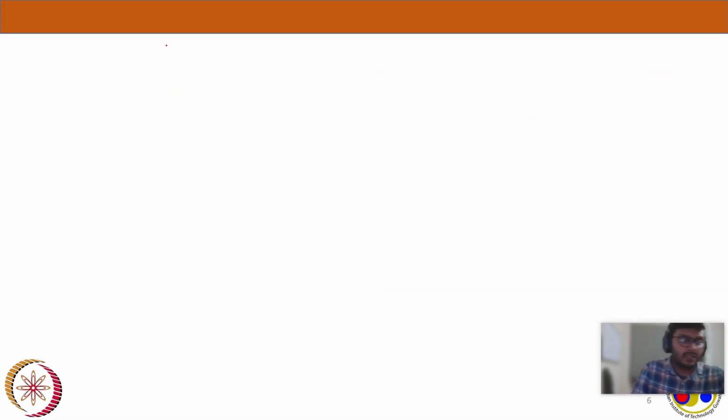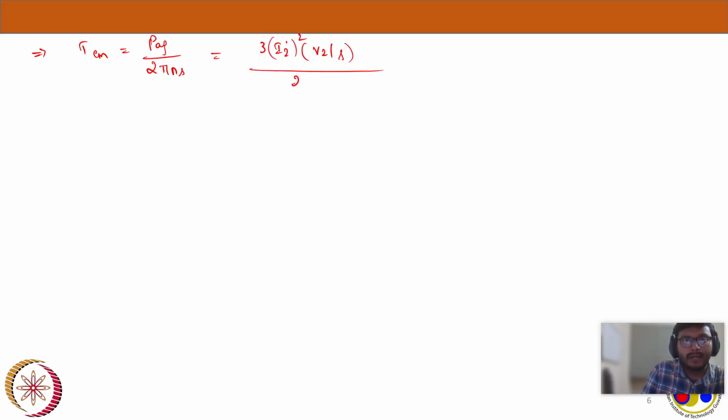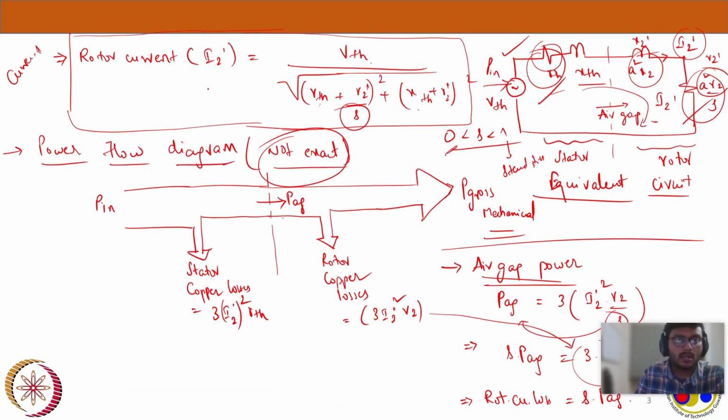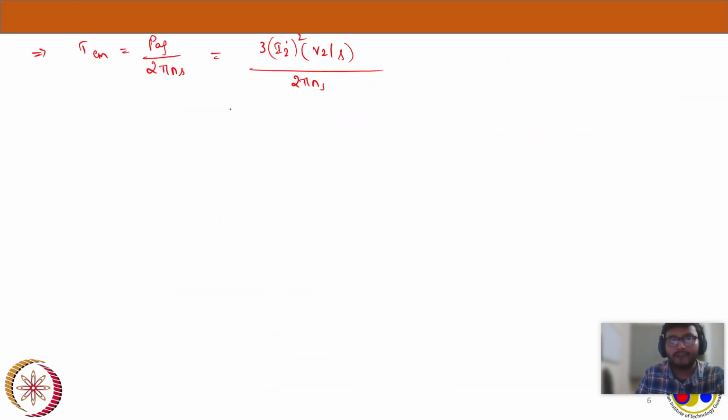Now, if you analyze the torque expression further, I'm writing the same expression. T_EM is equal to what? Air gap power divided by 2 pi n_s. The air gap power, we just saw the expression for it: 3 times I2 dash square multiplied by R2 by s, divided by 2 pi n_s. But from the Thevenin circuit, we just solved the expression for the rotor current I2 dash. Let's substitute this I2 dash expression in our torque formula.